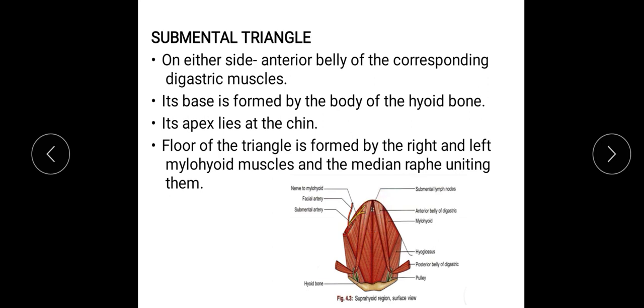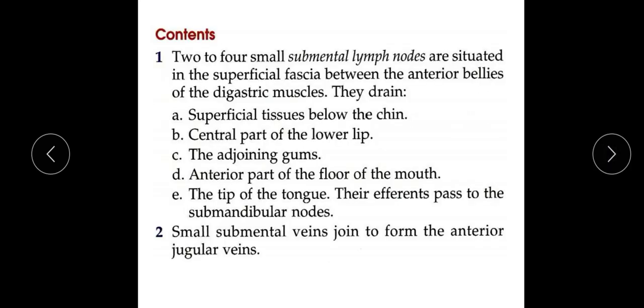Then the floor of the triangle is formed by right and left mylohyoid muscle. This one is the mylohyoid muscle, which forms the floor of the triangle, and the median raphe. This is the median raphe uniting the right and left mylohyoid muscle. Okay, these are the boundaries and floor of the submental triangle. Then the contents of submental triangle.